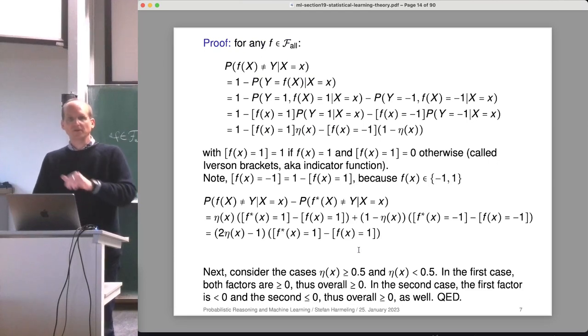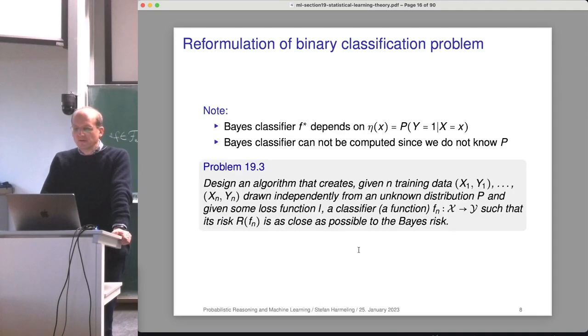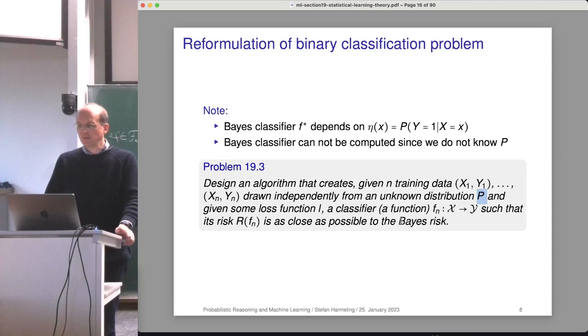So that is the same proof with all the details for you. So we can also reformulate the binary classification problem now as follows. So we could say design an algorithm that creates a classifier, a function f sub n, such that the risk R of f_n is as close as possible to the Bayes risk. Since we assume that the training data is coming from some distribution P, the Bayes risk is defined. So there is a smallest error, and it can be mathematically formulated, and then our goal now is to say the risk of some function f sub n, where the n now says after seeing n data points, should be as close as possible to the Bayes risk. Okay, so far so good.